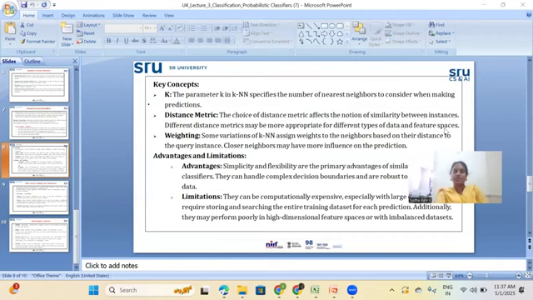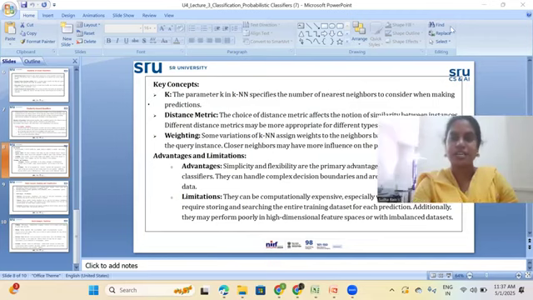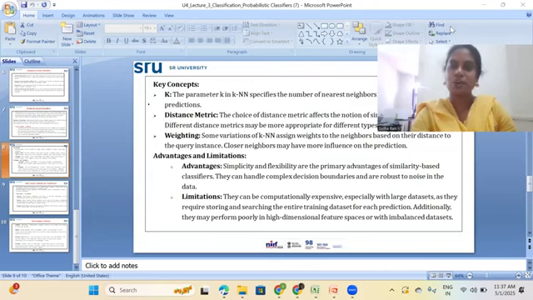Advantages and limitations. Advantages of the KNN algorithm: simplicity and flexibility are the primary advantages of similarity-based classifiers. They can handle complex decision boundaries and are robust to noise in the data. Limitations: they can be computationally expensive, especially with large datasets, as they require storing and searching the entire training dataset for each prediction. Additionally, they may perform poorly in high-dimensional feature spaces or with imbalanced datasets.